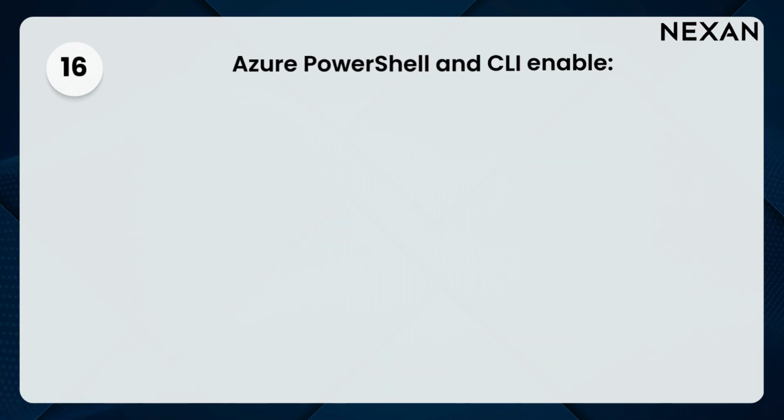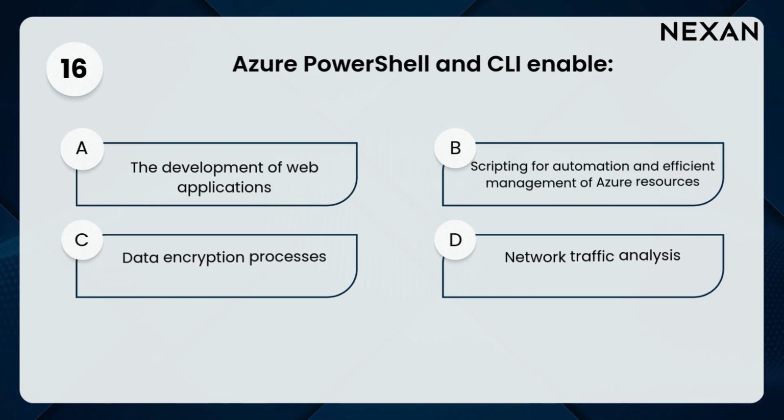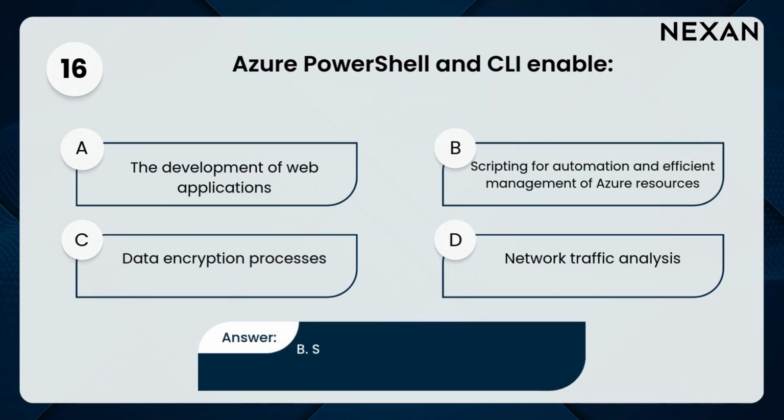16. Azure PowerShell and CLI enable: A. The development of web applications. B. Scripting of automation and efficient management of Azure resources. C. Data encryption processes. D. Network traffic analysis. Answer: B. Scripting for automation and efficient management of Azure resources.